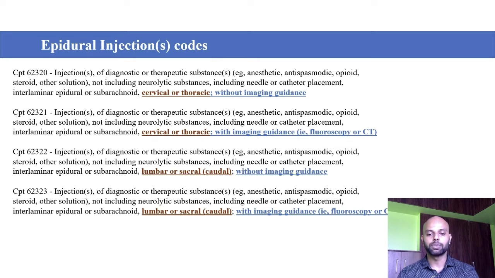not including neurolytic substances, including needle or catheter placement, interlaminar epidural or subarachnoid, cervical or thoracic, without image guidance. And 62321 is for the cervical or thoracic region with imaging guidance, that's fluoroscopy or CT. CPT 62322 is for lumbar or sacral without imaging guidance, and CPT 62323 is for lumbar or sacral with imaging guidance, that's fluoroscopy or CT.